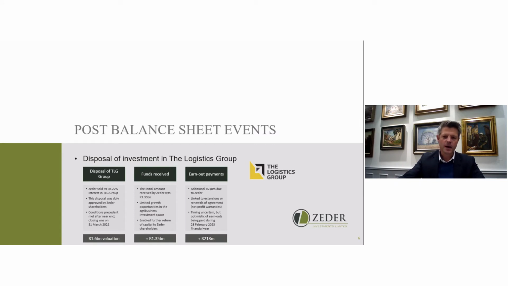In terms of the post-balance sheet events, these are all transactions that happened post our year end. As I reported on our year-end results, the disposal of the investment in the logistics group took place at the end of March for consideration of 1.6 billion rand. Of those funds, we've received 1.35 billion to date. That's enabled us to pay for the special dividends. There are still some earn-out payments due of about 218 million rand.